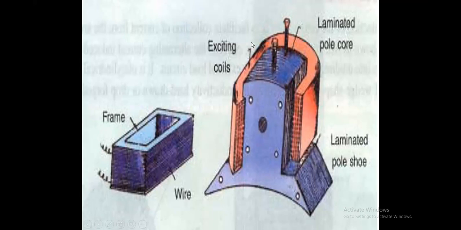Exciting coils are also placed here. Laminated pole core: why laminated? Because we place varnishing so that the body is not directly connected to the supply or pole. So we place varnishing in between these two things, and a laminated pole shoe. Please see this figure. We take a short break and then continue the session. Please see this picture again.